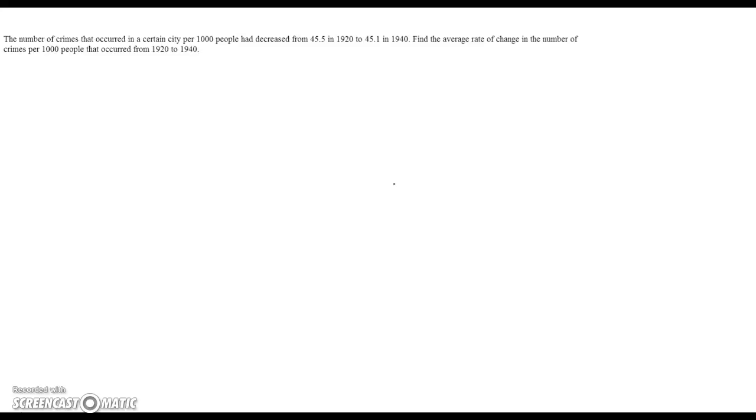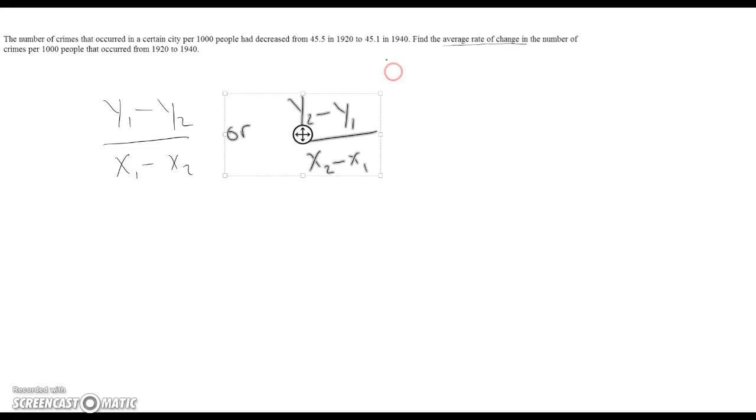Okay, so average rate of change, you should know, whenever you see average rate of change, that is the slope, okay? So slope, remember, is y1 minus y2 over x1 minus x2, or sometimes you're going to see it y2 minus y1 over x2 minus x1. Doesn't really matter. They're both pretty much the same. Just make sure you have the ones first or the twos first, or the other way around. But I'm going to go ahead and go with just the first one.